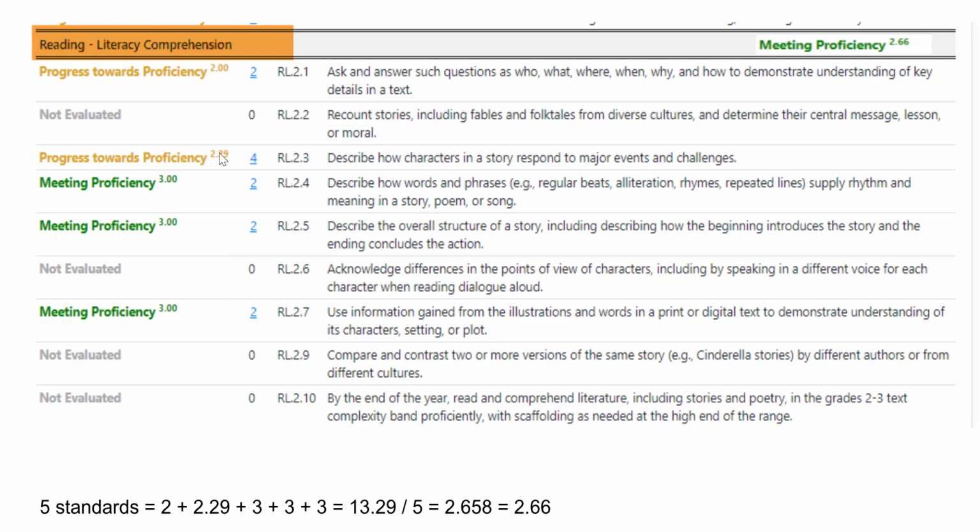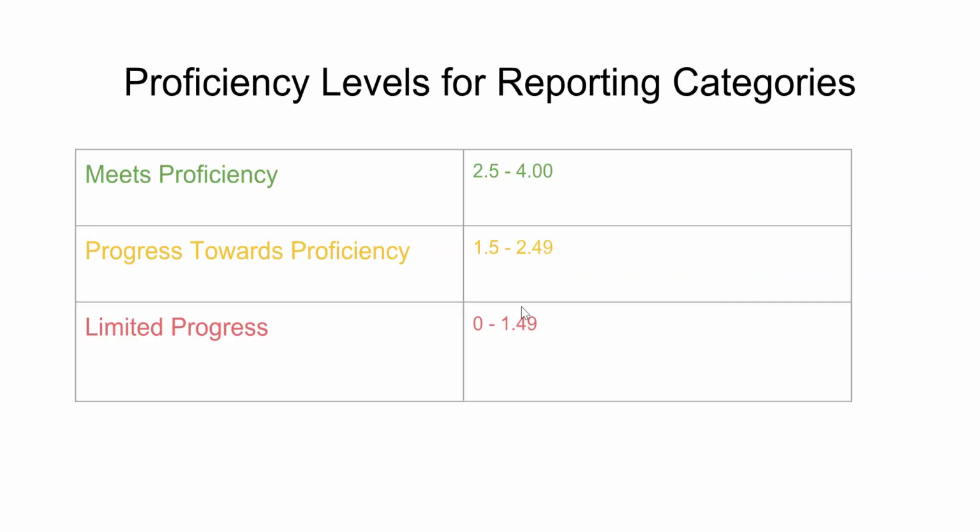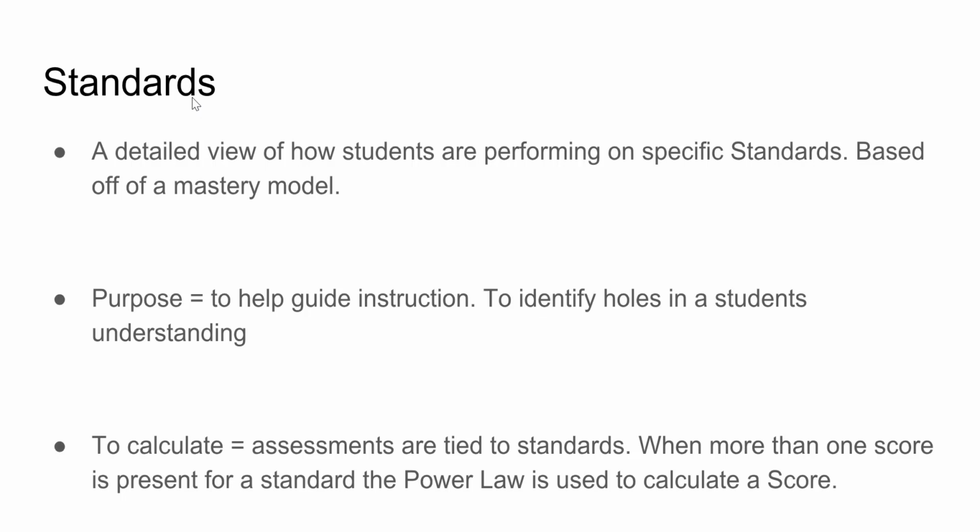And of course, for the teacher view, you only see progress towards proficiency. You can't always see these numbers, the raw scores. There's a little button that I can click that gives me the raw scores here. So for the purpose of this video, we're showing the raw scores to get down into the nitty gritty. All right. So for the standards view, it's a detailed view of how our student is performing on the specific standard, and it's based off of a mastery model.